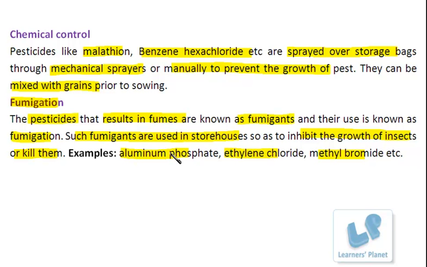So this is all about crop production improvement, and next we will start with animal production. That will continue in the next session.